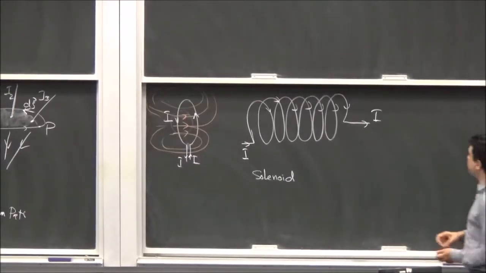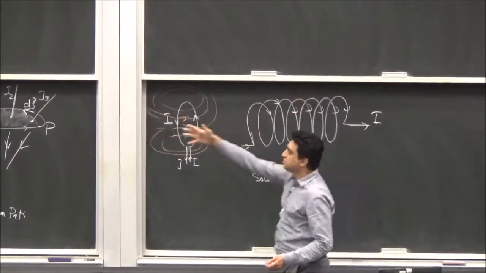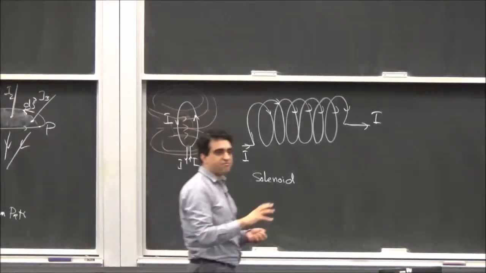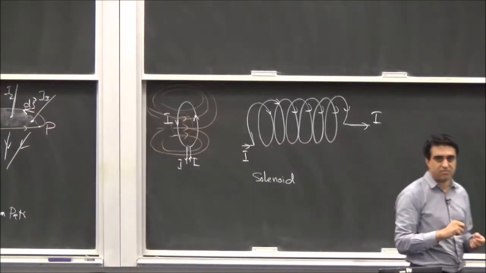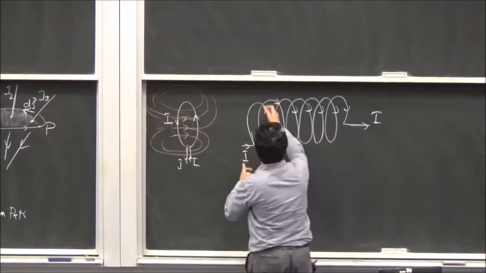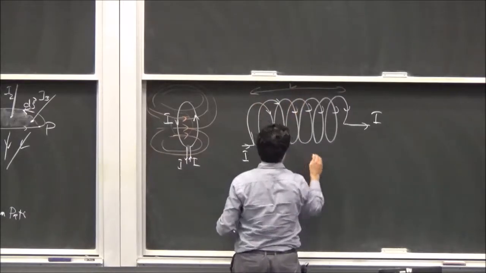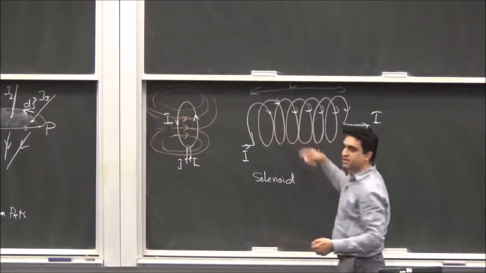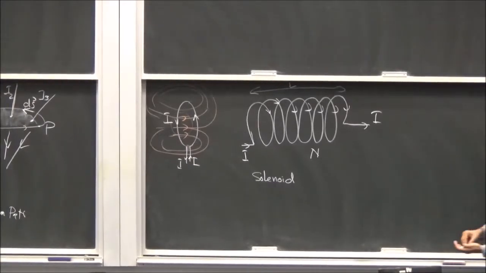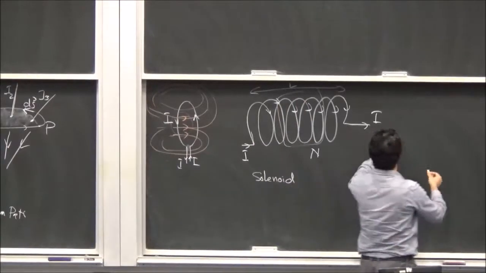So how do we find the magnetic field inside? The answer is we can use the law. But to use the law, first we have to find the symmetry of the problem. What's the symmetry of the problem? Let's say this distance is L, and you have N number of those current loops inside, very closely packed together. So what I do is I take a certain part of that.